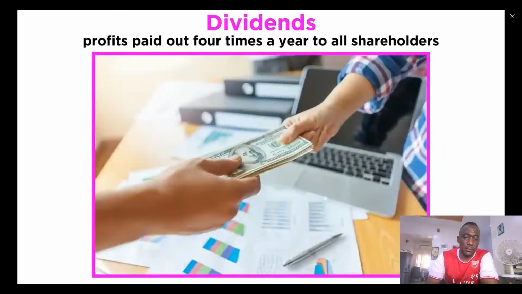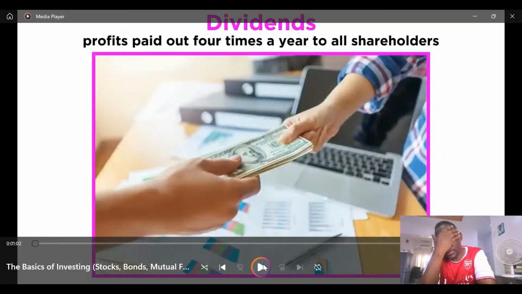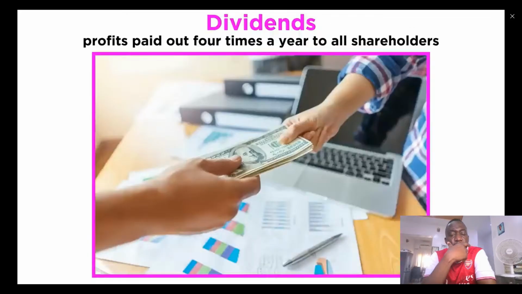So it's not all companies that pay dividends 4 times in a year. I need to correct that. Some pay once, some pay twice. It's not all companies that pay dividends 4 times in a year. There are companies that pay 4 times actually, but some pay once in a year. It depends on the profit of the company.